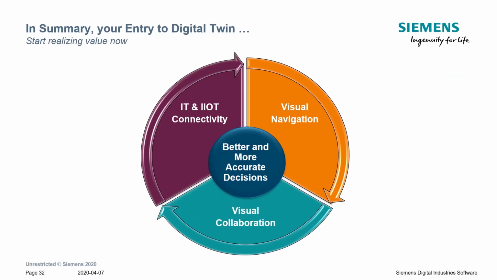So in summary, I hope you've been able to see how Intosite can be your entry to the digital twin by providing an ability to help manufacturers and all their employees make better and more accurate decisions. By bringing together this visual navigation of a facility with the connectivity to all this manufacturing information and providing this place to virtually collaborate on all of these pieces of information and the decisions included within a manufacturing company.